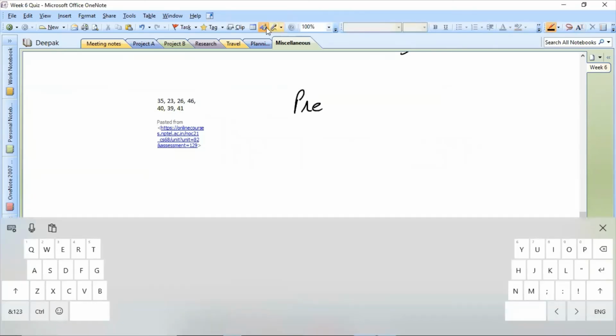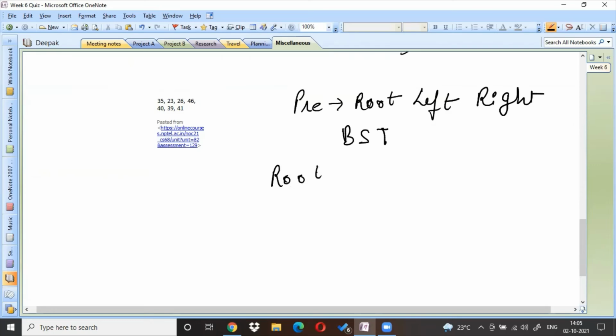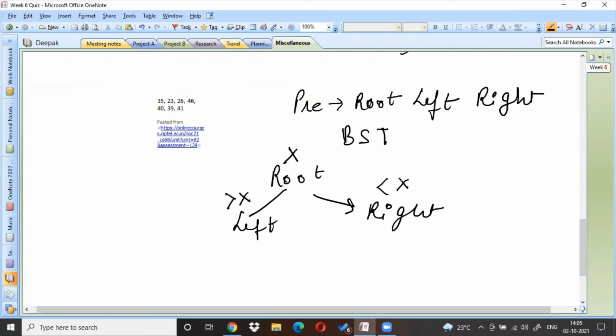Pre-order traversal is nothing but working on the root first, then going towards the left, and then further going towards the right. Again, another catch is that it is a BST. So if it is a BST, here is the root, this is left, and this is right. So if a particular value x is denoted at the root, all the values that are less than x would be at the left, and all the values that are greater than x would be coming towards the right.